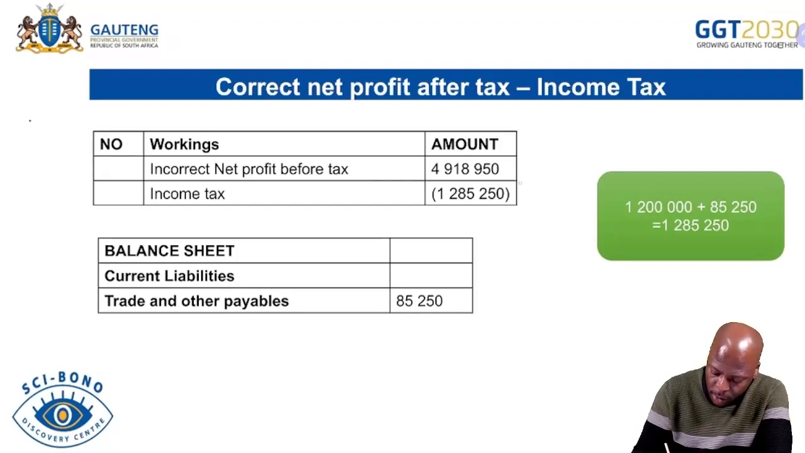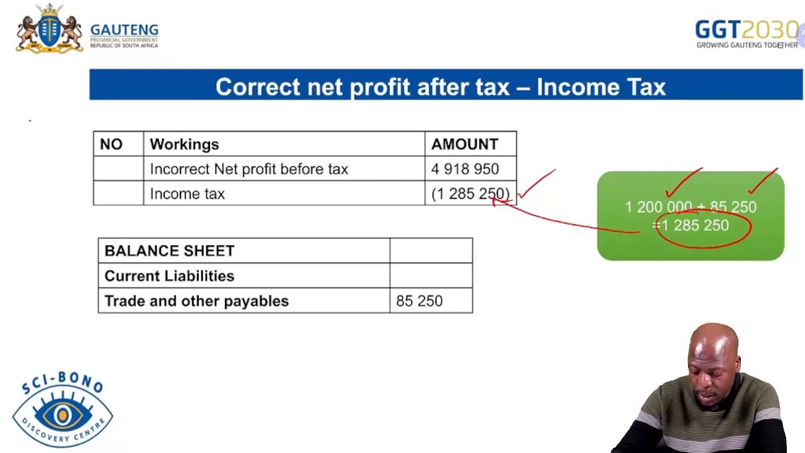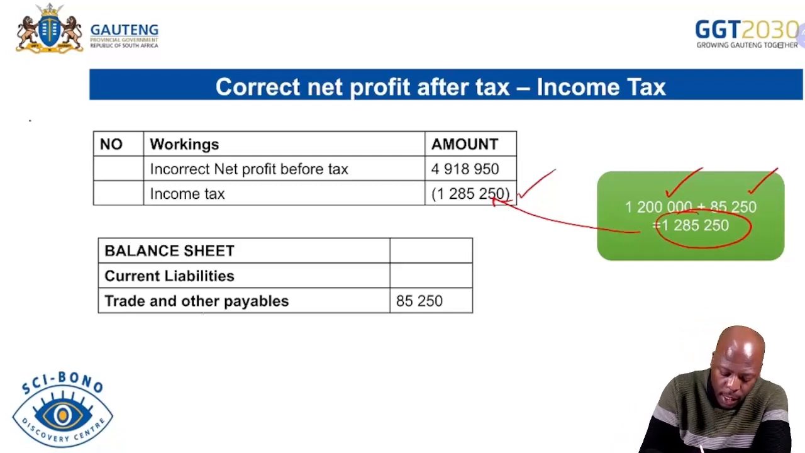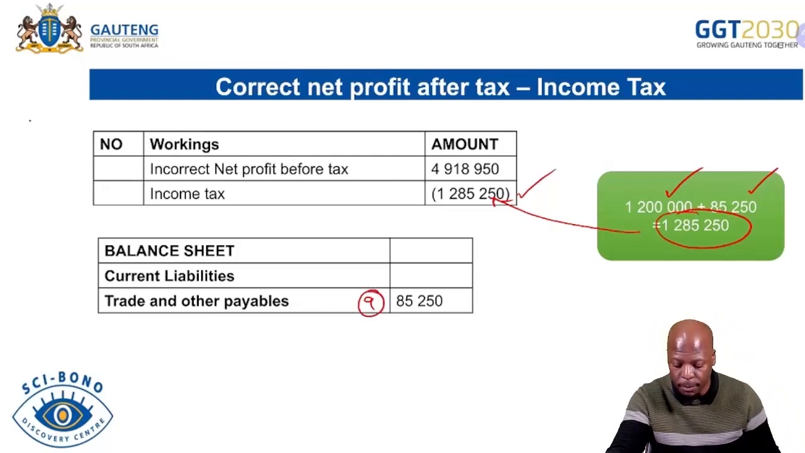Remember, the 1,285,250 is a combination of the 1.2 million plus the 85,250. That is how you get this one here, which is given up there. Very important that you understand that if it's still owing, you have to come and add it. And once it's owing, it comes to your trade and other payables. You are still to pay it over to SARS.